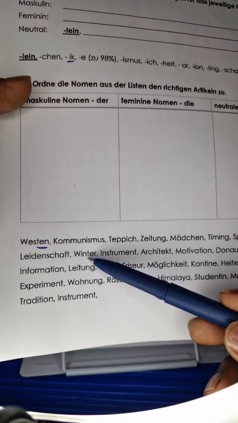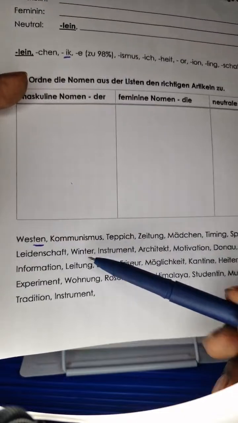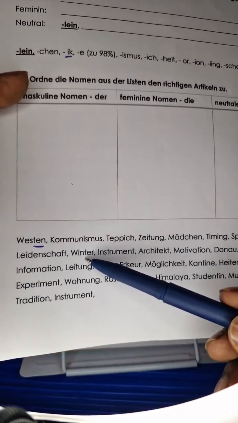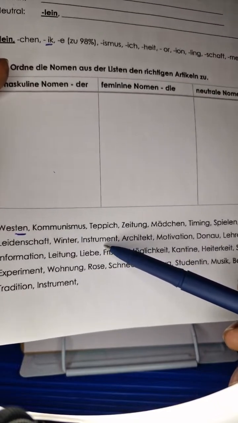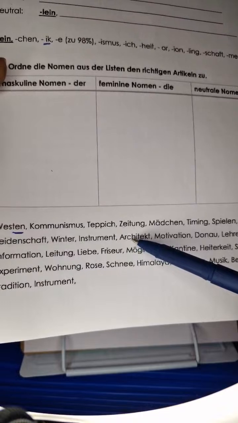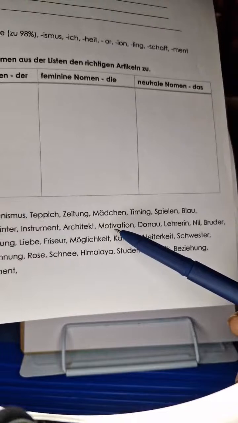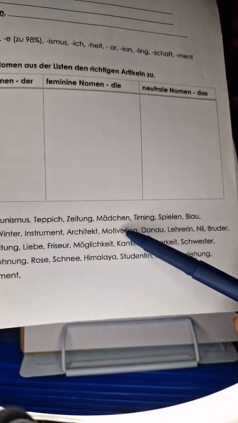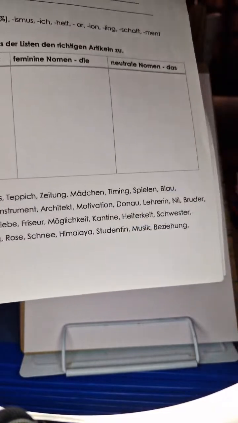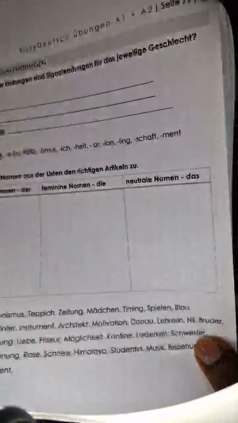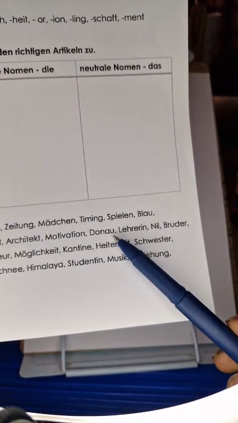Winter. Now, seasons are normally considered masculine. Seasons: Winter, Sommer. This is masculine. Der Winter. And then das Instrument. Der Architekt. And then die Motivation. Donau. Now, Donau is a river. Is it die Donau? I'm not quite sure. This is normally a river, right? I think it's die. Check and then let me know.